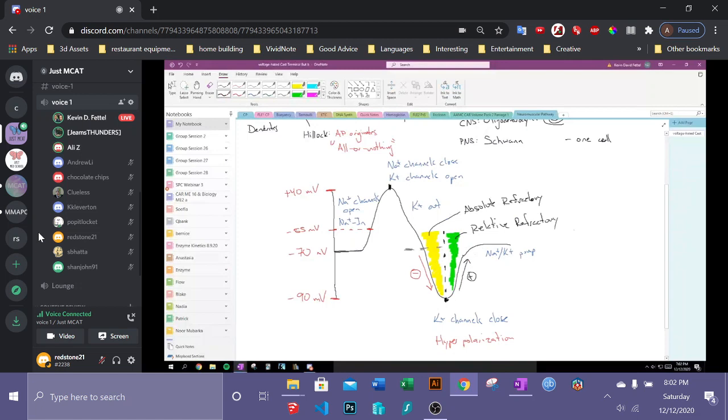No, but I have a question. Why is potassium leaving the cell if there is an overall negative charge at this point inside the cell? Wouldn't potassium be attracted to negative charge inside the cell? Does that make sense?